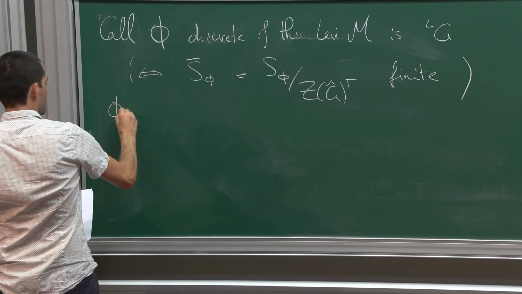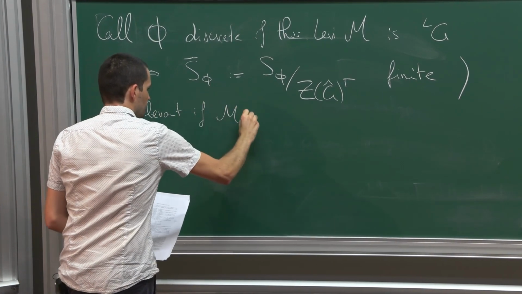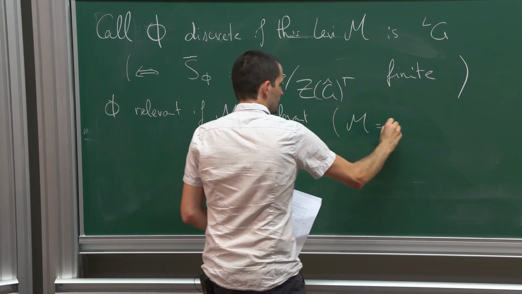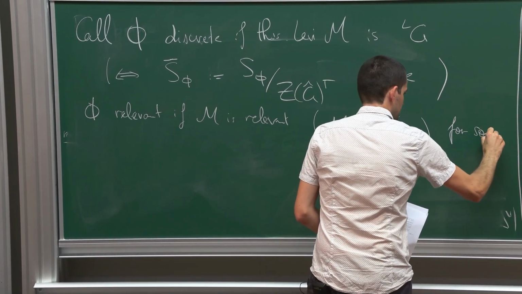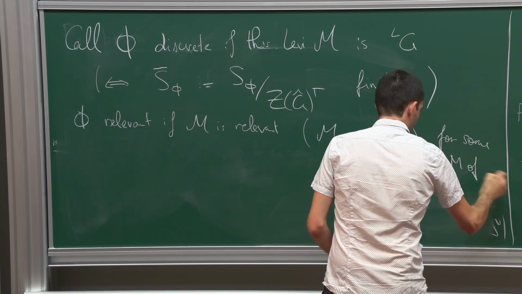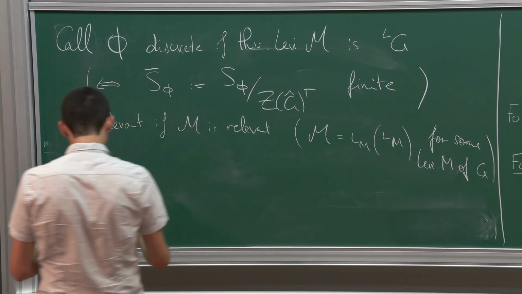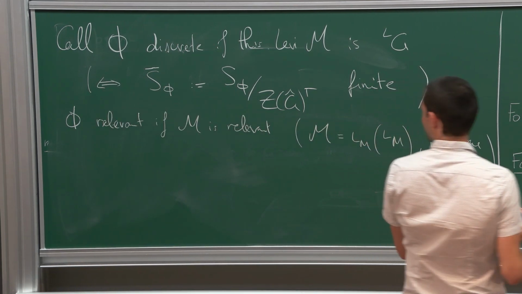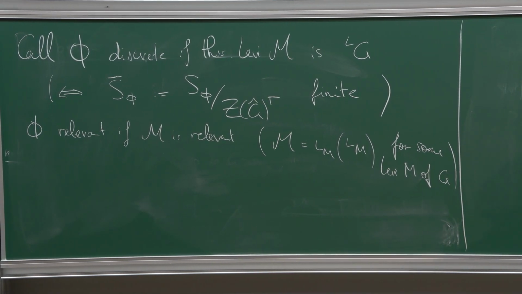Okay, and call phi relevant if this M is relevant. So this is not calligraphic, for some maybe M of G. So again, up to G hat conjugation. Okay, can finally formulate a conjecture.